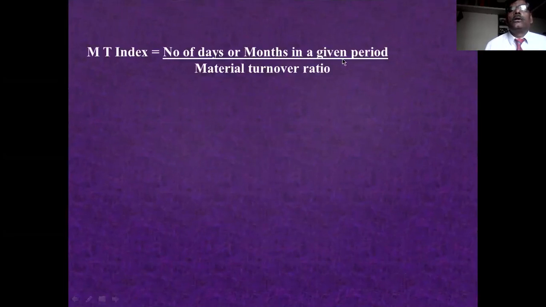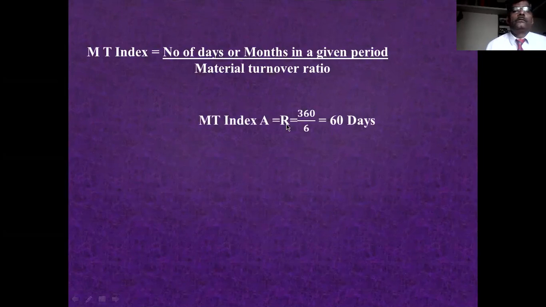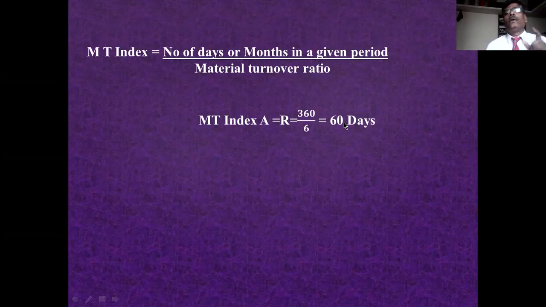So material turnover index is equal to number of days or months in a given period divided by material turnover ratio. So for material A, 360 days divided by 6 is equal to 60 days. Means for every 60 days you have to refill. 2 months time is there. In every 2 months you have to fill the stock once.